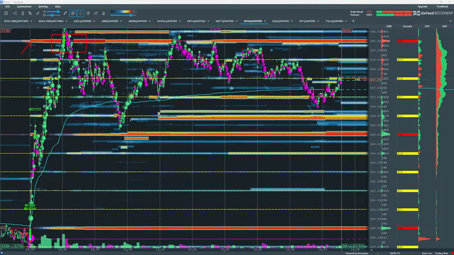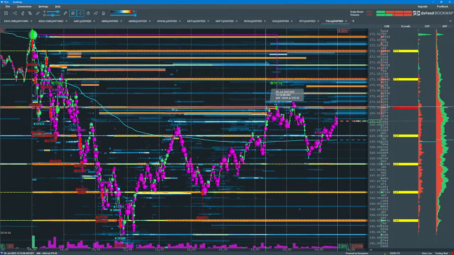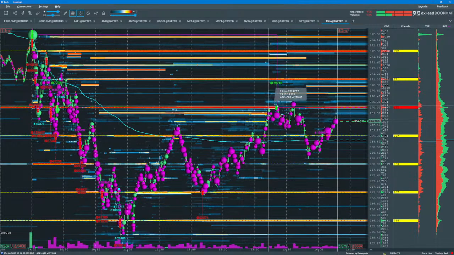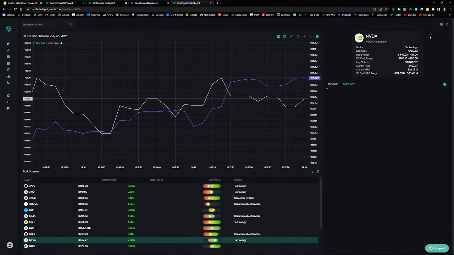All right, so that was NVIDIA. Nice long setups in NVIDIA today. All right, let's take a look at Tesla, I'm sorry. And notice the very bearish order flow, all the pink dots, all the aggressive sellers. Let's take a look at Hero and see what options traders were doing. So now let's go to Tesla.